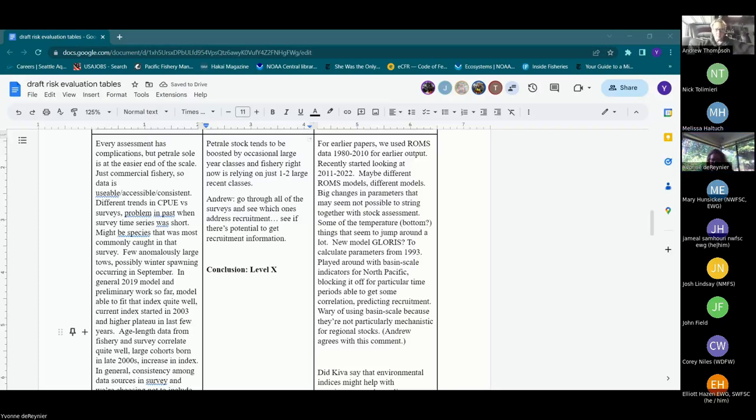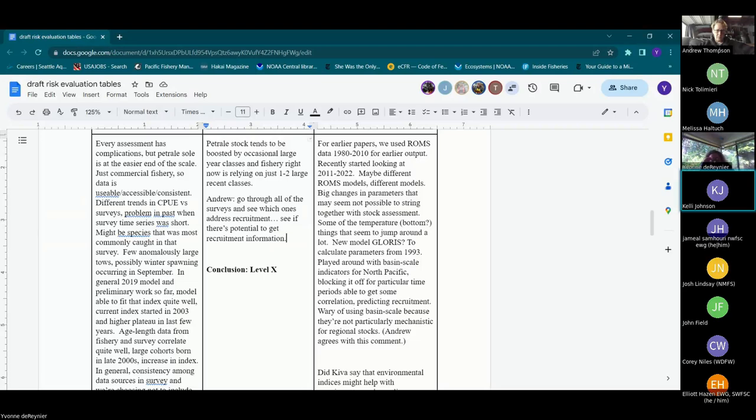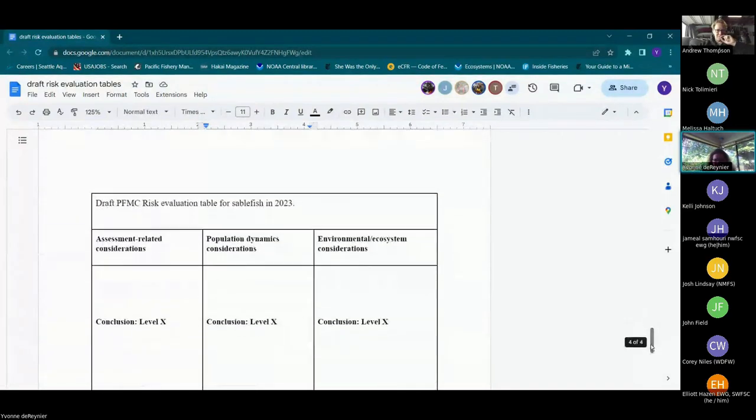Yeah, thanks. I just wanted to mention that currently in the statistical framework that we use, we cannot use information going forward into the future to inform recruitment for our projections. So that's something that we're working on, or that we know that we need to develop, but it's not something that we can actually use. Okay. Thank you for that distinction.